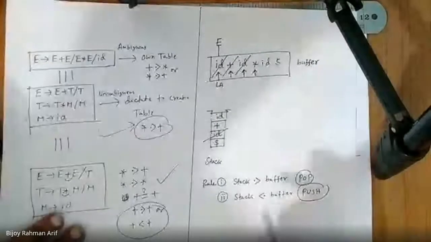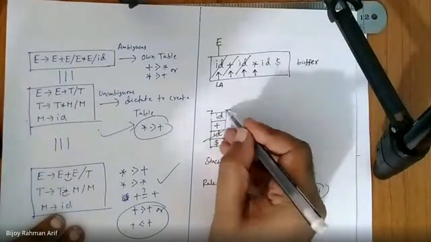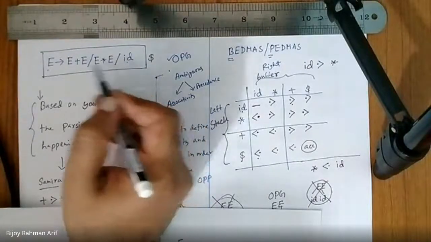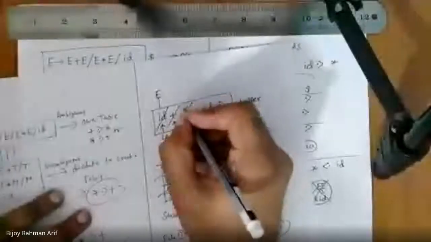ID. So what are we going to do? Stack is greater than buffer, so we are going to pop. For ID, there is only one rule: ID can derive to E. So this would become E.